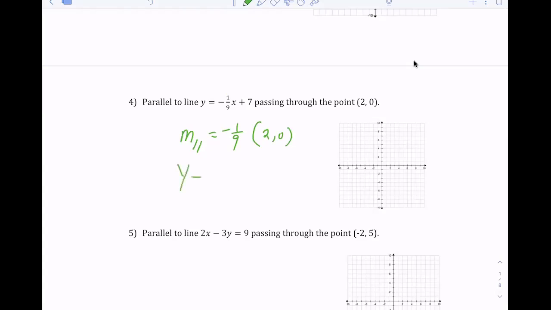Y minus, say it, 0, equals -1/9 times x minus 2. Not plus 2, minus 2. You understand why it's minus, right? Okay, there you go. Do I really need to put y minus 0? No, but I just do that to show you. All right, on the test, it would not be y minus 0, it would just be y equals -1/9 times x minus 2.